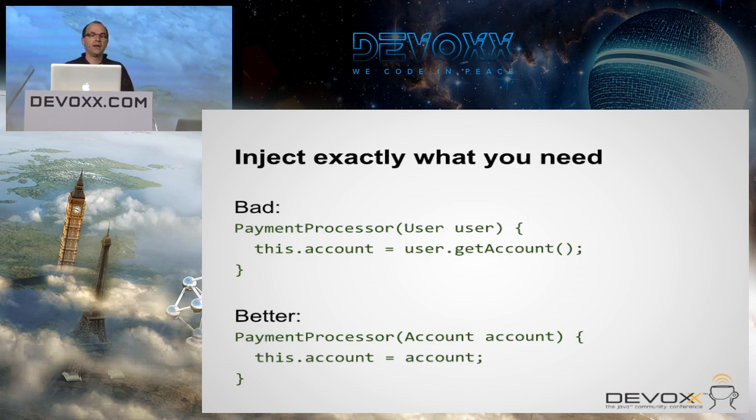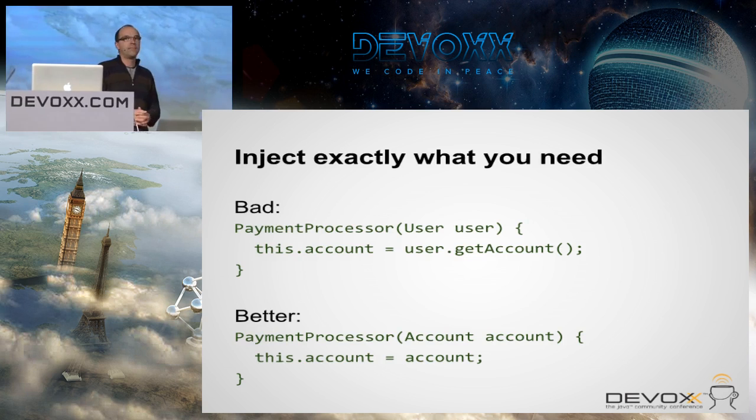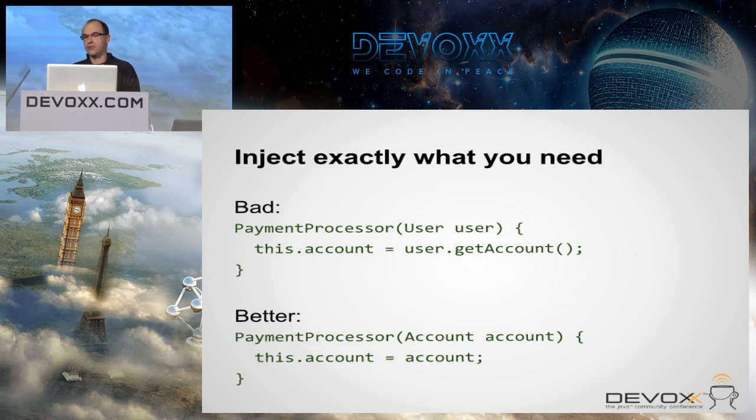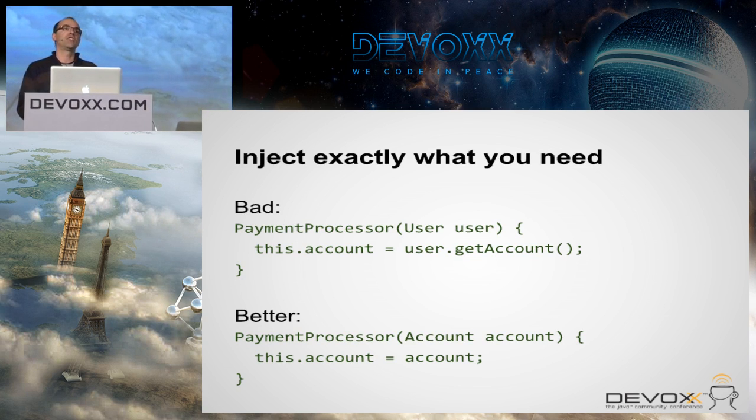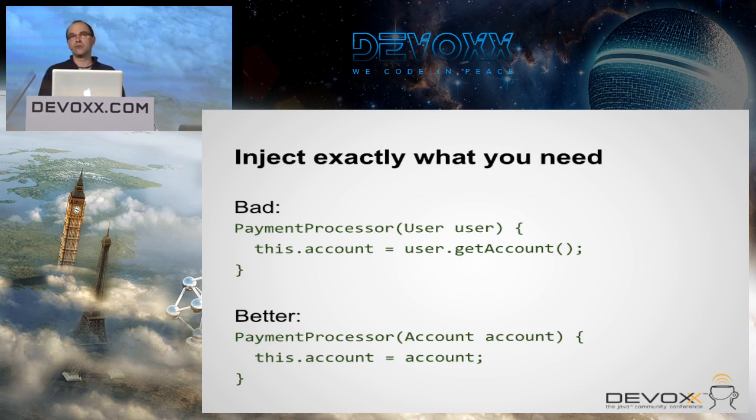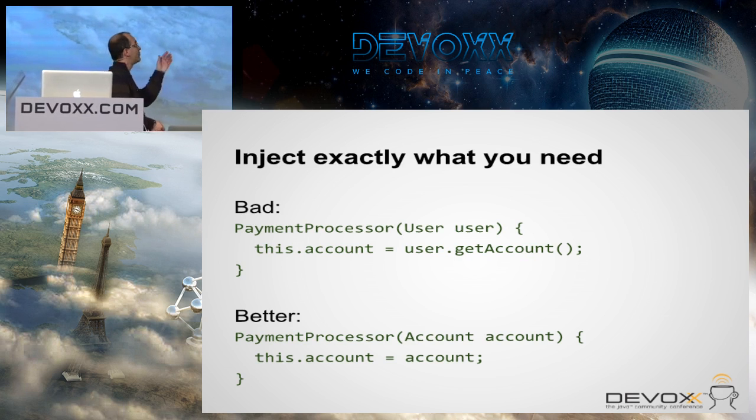Second item, inject exactly what you need. It's obviously something that comes from object-oriented programming, right? You should probably not do this, even if you are not using Juice or any other dependency injection framework. In this particular case, you just inject user to be able to get to the account.